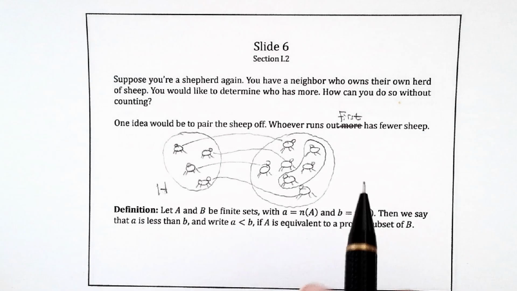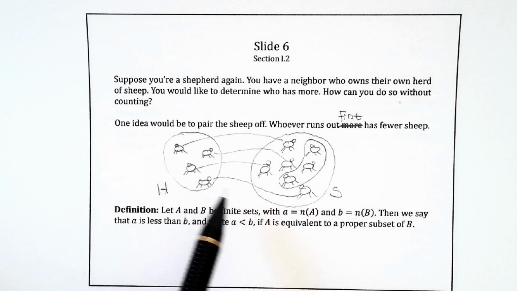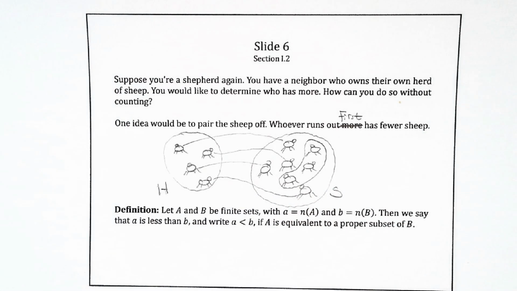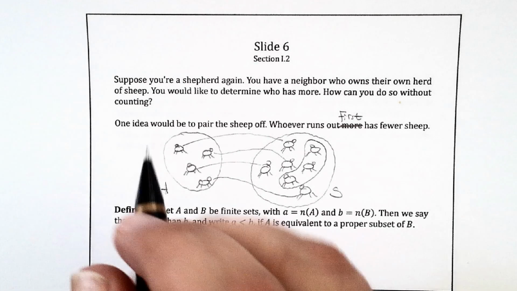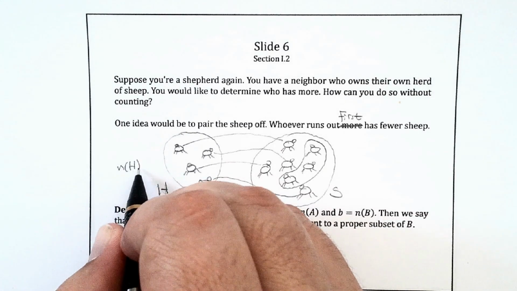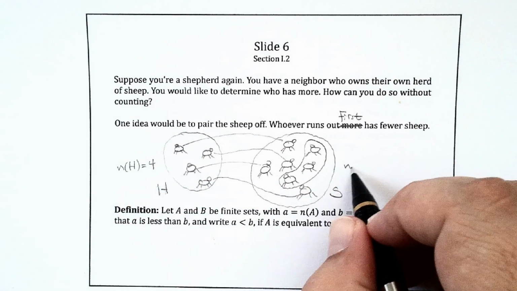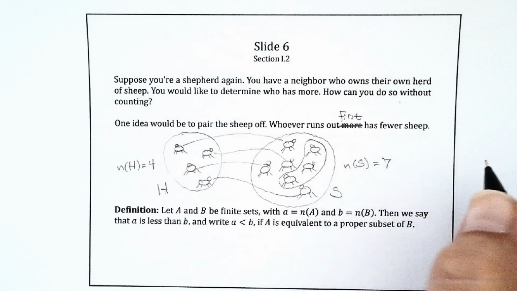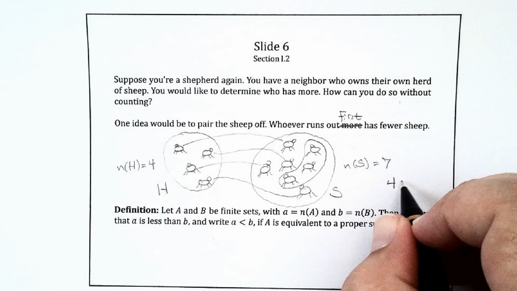So what we've done here is we've paired the neighbor's sheep off with what we call a proper subset. Remember that from the last section. A proper subset of my herd of sheep. So if A and B are finite sets, where little a is the cardinality of big A, and little b is the cardinality of big B, then A is less than B if the set A is equivalent to a proper subset of the set B. So in my picture here, the cardinality of H is 4, the cardinality of S is 7, and what this establishes is that 4 is less than 7.